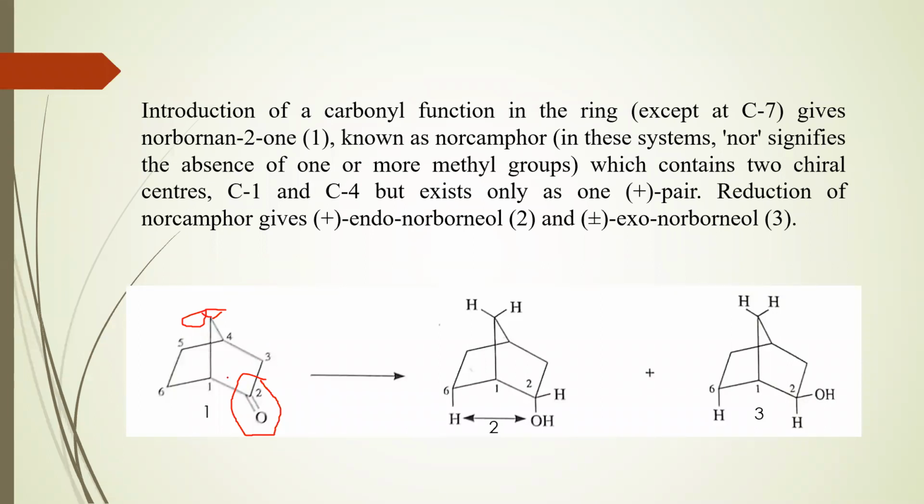And they are presenting two chiral centers. This is 1 and this is 2. But there exists only one pair. On reduction, the norcamphor gives plus endo-norbornyl, the second structure is the endo-norbornyl, and the third structure is the exo-norbornyl.